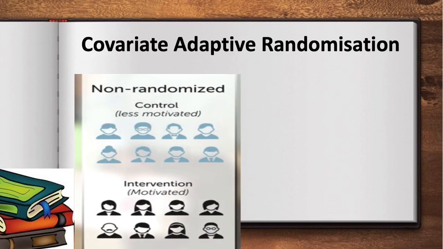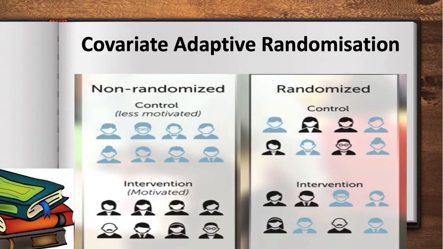The last is covariate adaptive randomization. This is also known as minimization. When stratified randomization is not practically possible, we are using this covariate adaptive randomization. In this, we are dividing the subjects according to a characteristic, for example, less motivated and motivated, right? Half of the subjects we are dividing according to these characteristics.